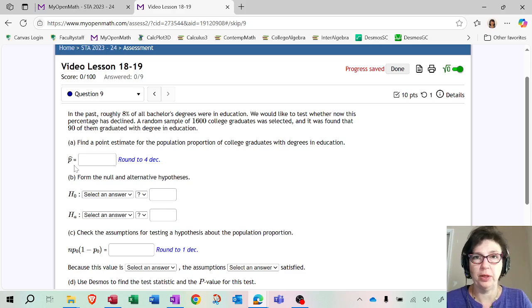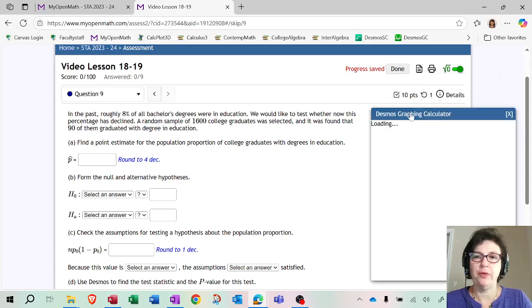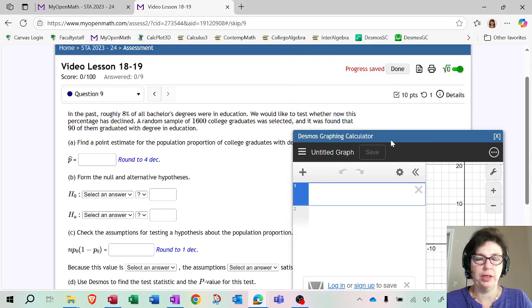And I also hope that on your note cards you have a formula for the p hat, which is just a proportion x divided by n. Let's go ahead and compute that using Desmos. We're going to click on resources, go to the Desmos graphing calculator, and let's see if we can figure out what is x and what is n.